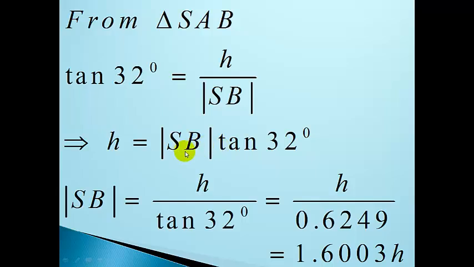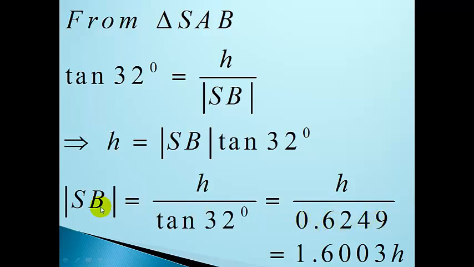Now, making SB the subject, we divide the right hand side by tan 32. And we also divide the left hand side by tan 32. And in doing that, we have SB on the left hand side equals H divided by tan 32 degrees. Now, tan 32 degrees is equal to 0.6249.